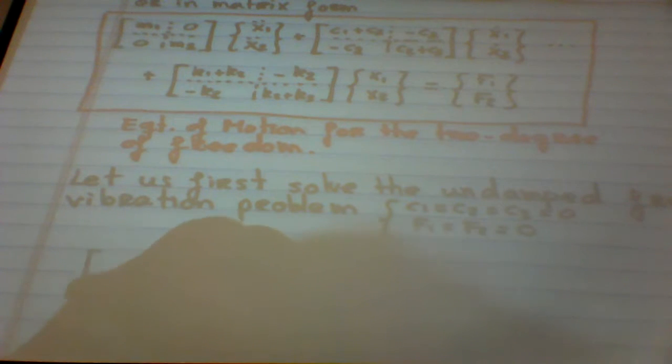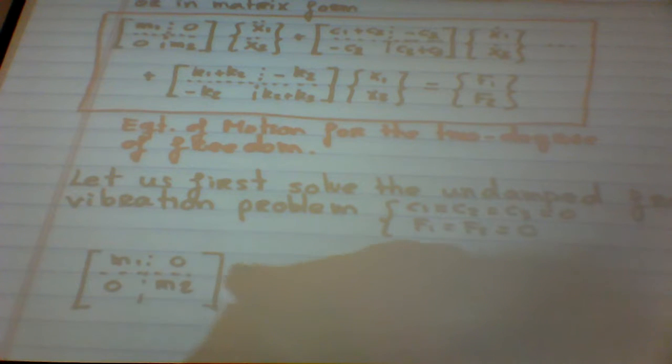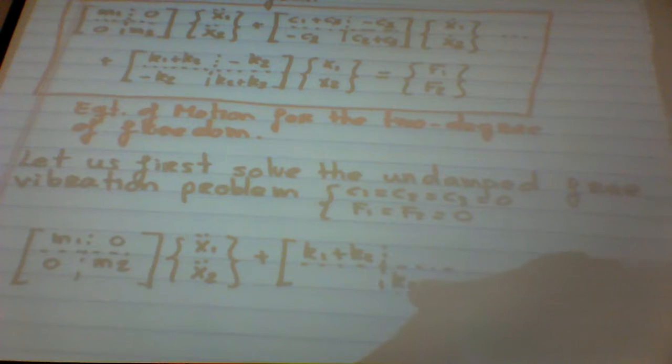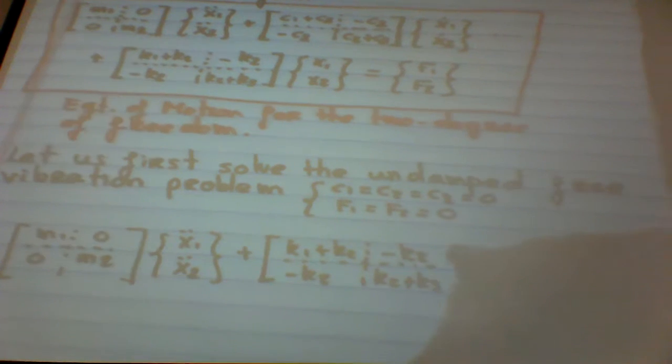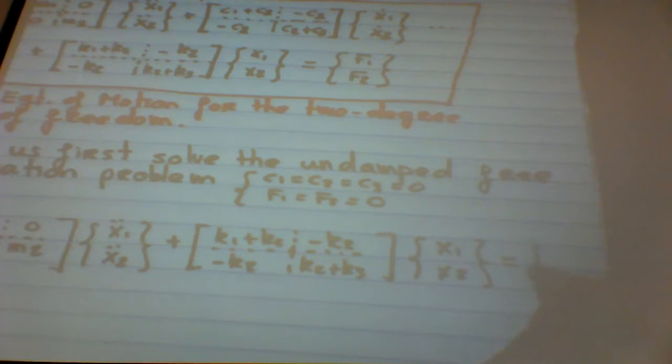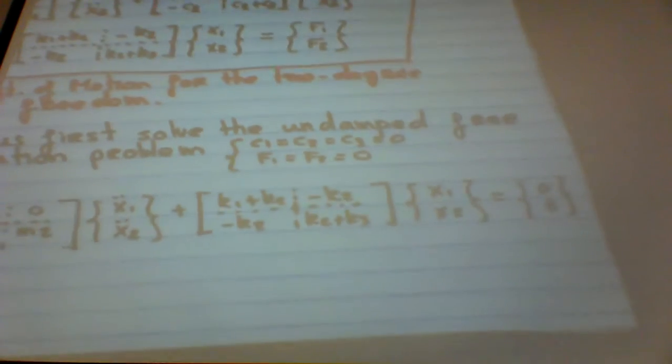So if we substitute these values into the general equation, what do we get? The equation of motion will be [M1, 0; 0, M2] times [x double dot 1; x double dot 2] plus [K1 plus K2, minus K2; minus K2, K2 plus K3] times [x1; x2] equal to 0.